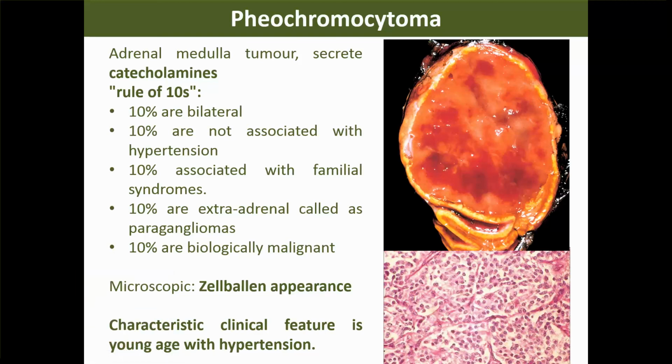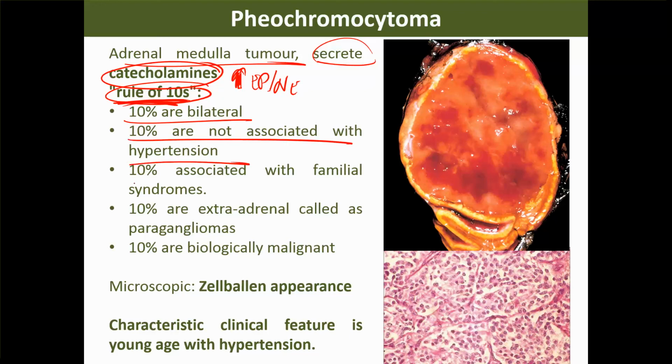Okay, so in Robbins, the old edition, they say it's a rule of 10. I'm keeping it just to remind you guys about the rule of 10, because some guys still ask about it. Actually, this tumor is a medullary tumor. They secrete catecholamines. They secrete a lot of epinephrine and norepinephrine. And they are bilateral.